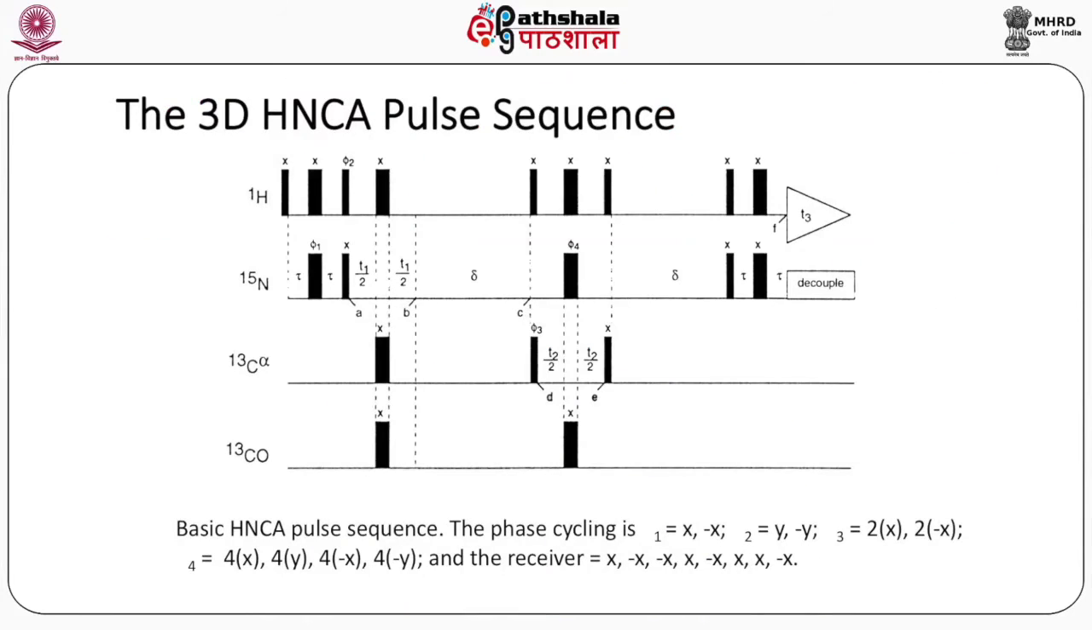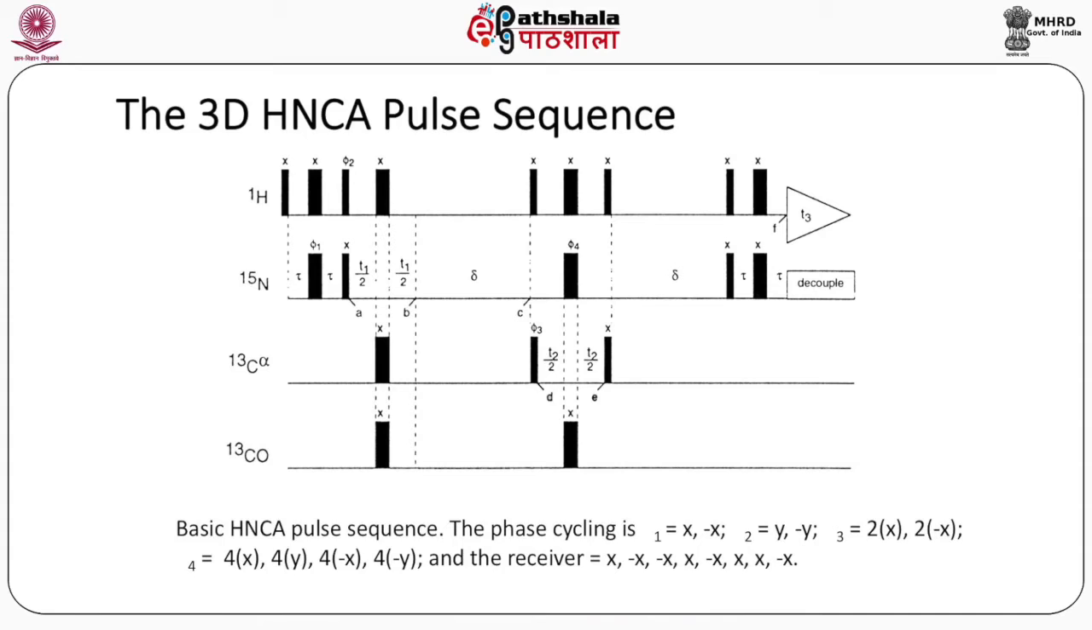The pulse sequence of 3D HNCA is shown. Now you can see that there are various channels. We have at the top the proton channel. The thin bars are 90-degree pulses and the thick bars are 180-degree pulses. We have the N15 channel, so that the first step is INEPT transfer from proton to N15, and then we have the transfer from N15 to C13 alpha on the carbon channel, and we also have a fourth channel of carbonyl to decouple the C13 alpha C13 carbonyl coupling.